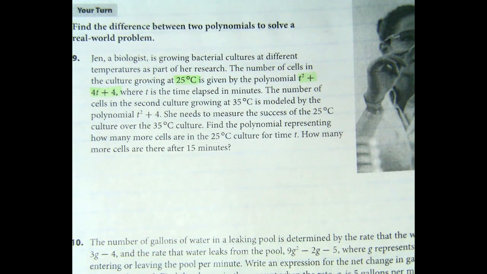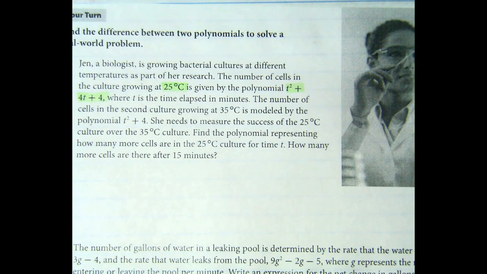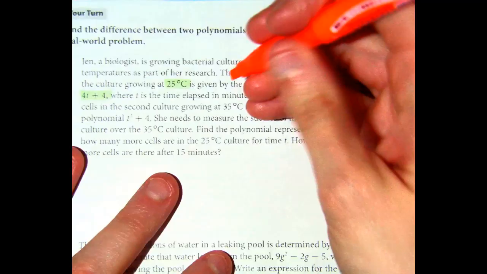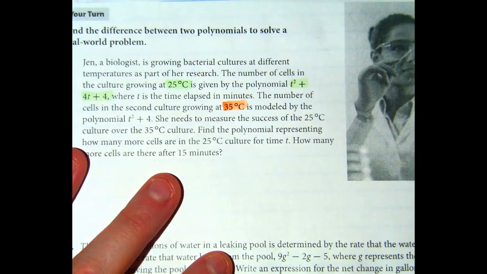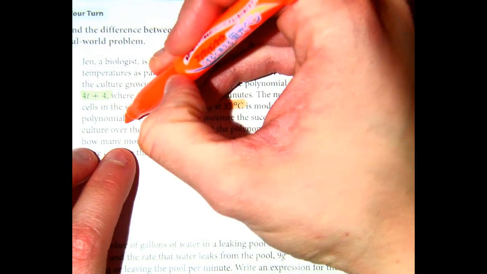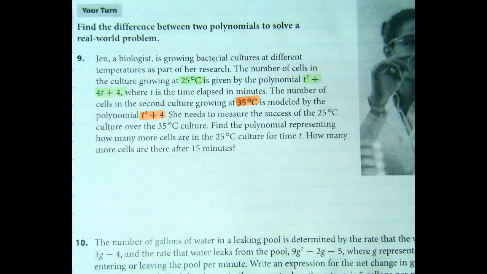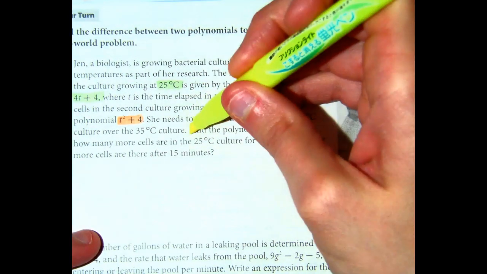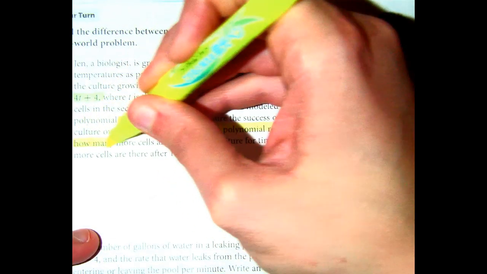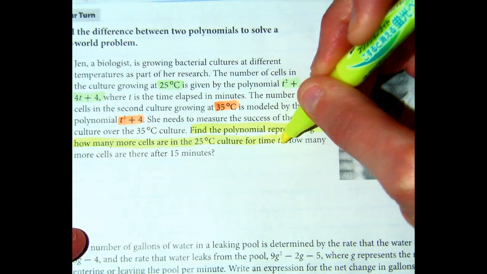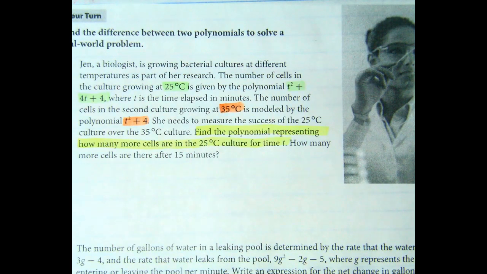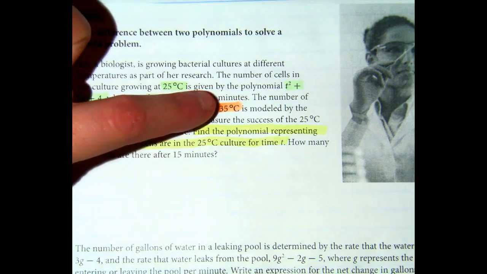It's in green. The number of cells in the second culture growing at 35 degrees Celsius, in orange, is modeled by the polynomial t squared plus 4. She needs to measure the success of the 25 degree culture over the 35 degree culture. Our question, in yellow, says, find the polynomial representing how many more cells are in the 25 degree culture for time t. We want to know how many more are in this one compared to this one.